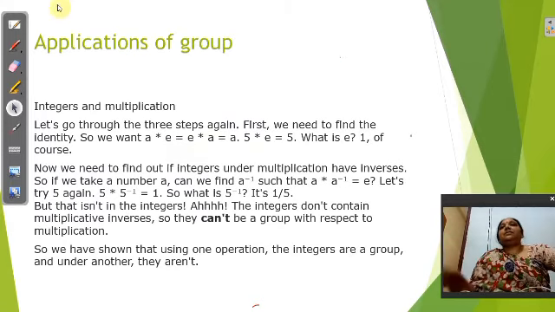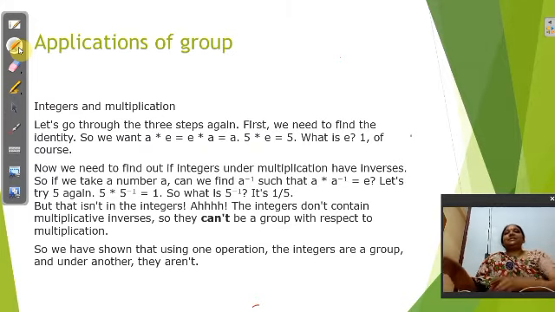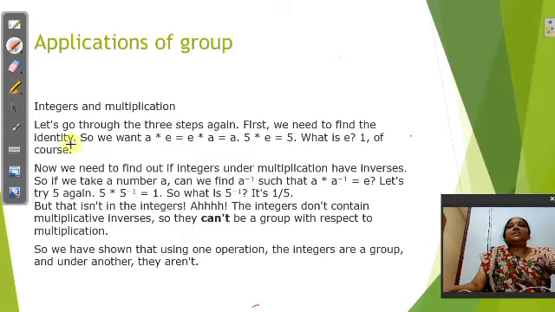Next I am taking the same set, the integer set, and I am going to check whether it satisfies group conditions or not, but I am taking multiplication as the binary operation. I am changing the binary operation. First I took addition as the binary operation, now I am taking multiplication as the binary operation. Now I am going to check whether it satisfies group conditions or not.